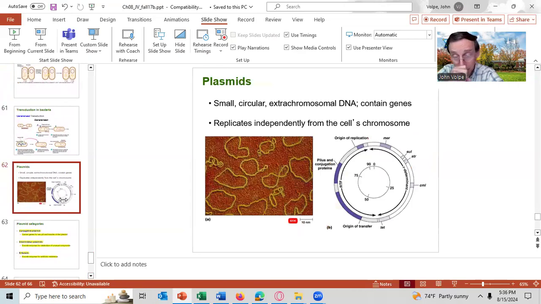Plasmids are important because they are much more likely to be exchanged by transformation, conjugation, or transduction than chromosomal DNA. Any question about any of that? So a cell is much more likely to exchange plasmid DNA than it would chromosomal DNA.